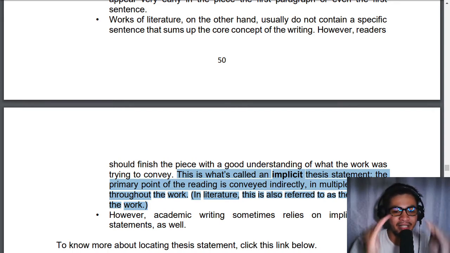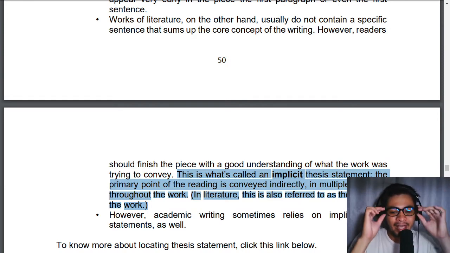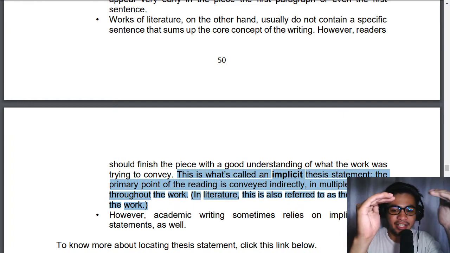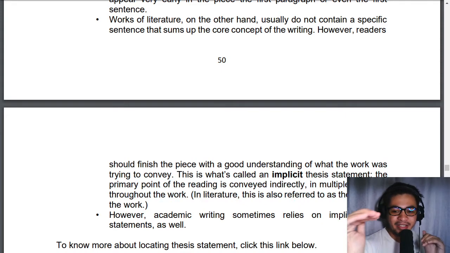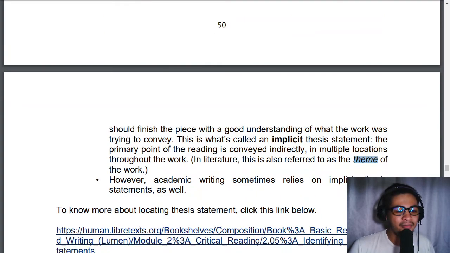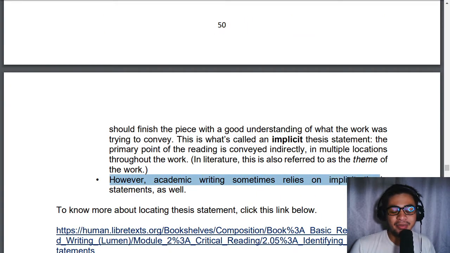Explicit thesis statement given siya kung asa siya makita, sa introduction ba. Usually sa introduction or the first sentence or the topic sentence. Usually gitawag nga explicit thesis statement ang topic sentence, could be the thesis statement but not all the time. So kung implicit thesis statement, it is also referred to as the theme or tema sa imong gisulat. However, academic writing sometimes relies on implicit thesis statement as well.